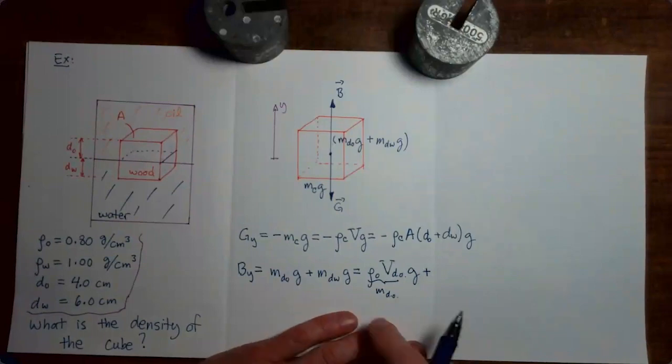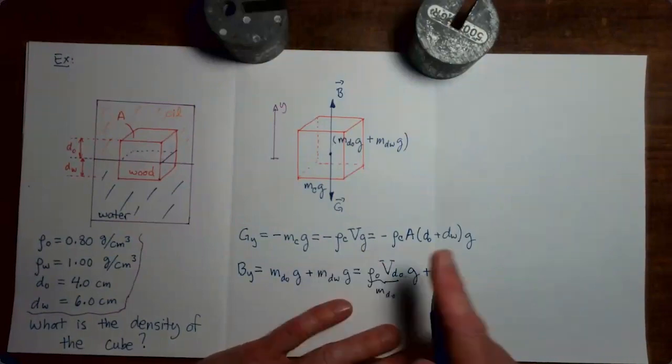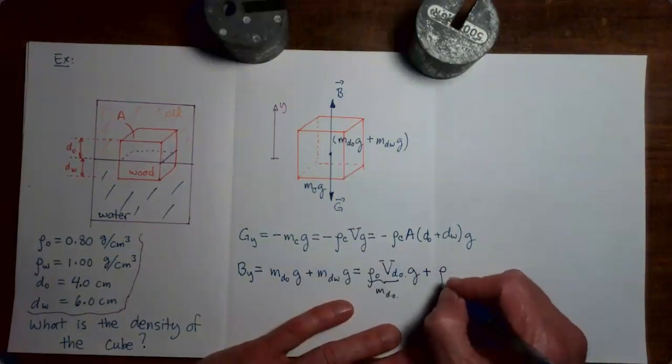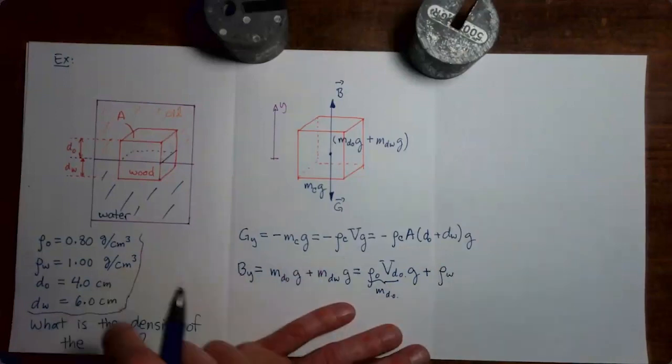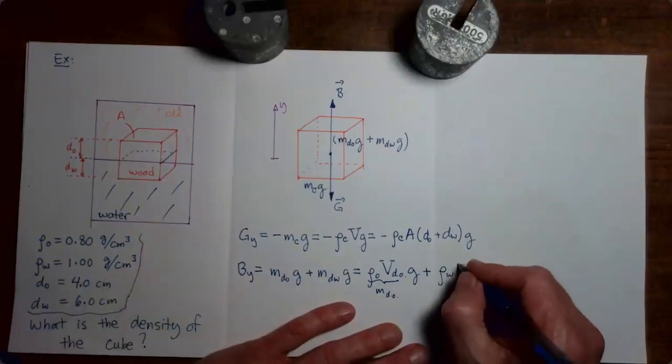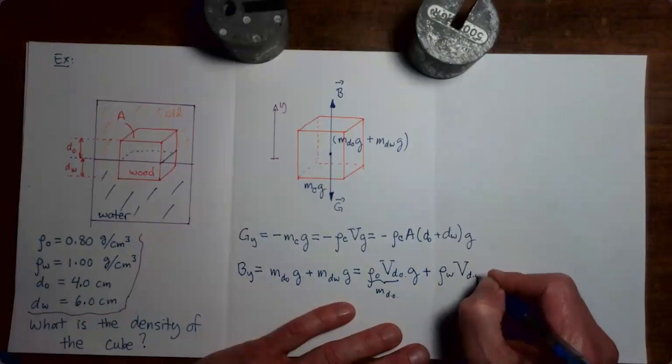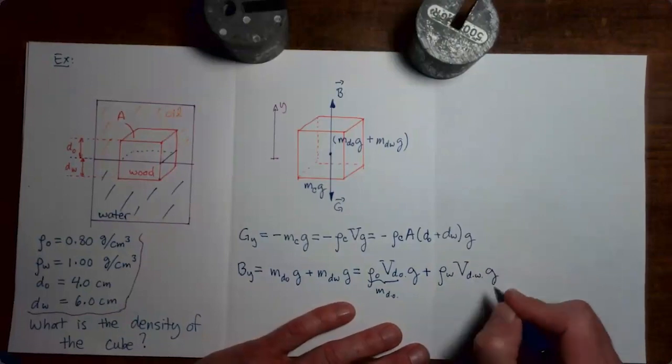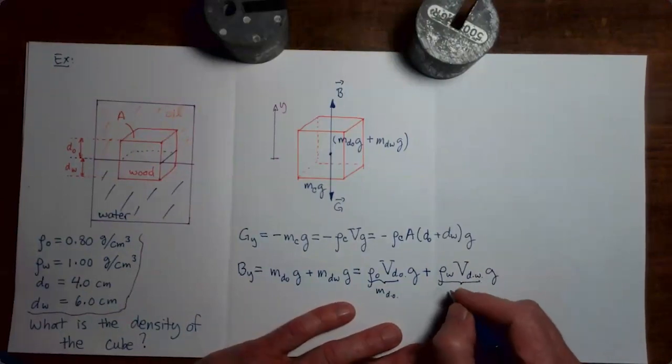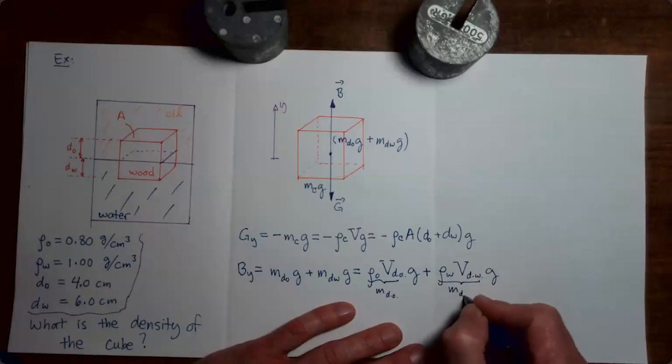To that, we add the mass of the displaced water, which would be the density of water, 1 gram per cubic centimeter, times the volume of the displaced water, and then times, again, little g. So all of this is the mass of the displaced water.